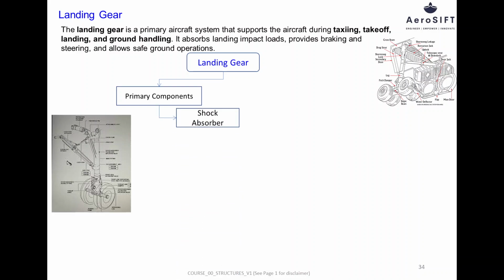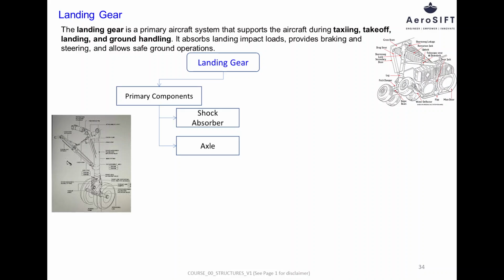The shock absorber, commonly known as the oleo strut, is the main energy-absorbing component of the landing gear. It dissipates landing impact energy using a combination of compressed gas and hydraulic fluid, thereby reducing the loads transmitted to the airframe. The shock absorber plays a critical role in protecting the aircraft structure during landing and taxiing.